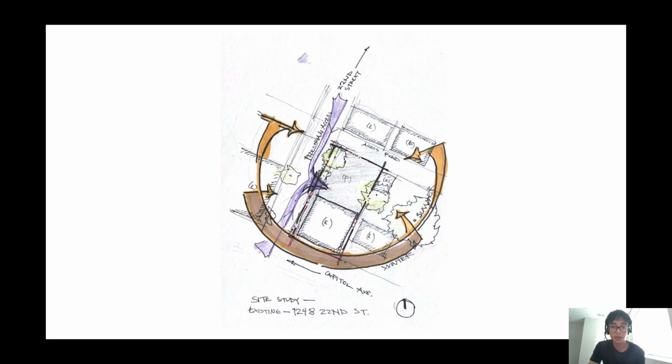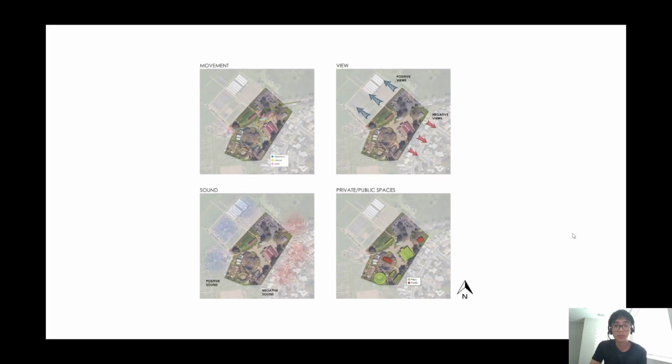This is an example of a hand-drawn site analysis I did for a previous project. But in this one, I show the sun path, where pedestrian access comes from, and also the surrounding buildings. And for soil-borne farms, this is also an example of what I did for my site analysis. This is an enlarged site, but I broke it into 4 different categories: movement, view, sound, private public spaces, and then also indicated my north here.